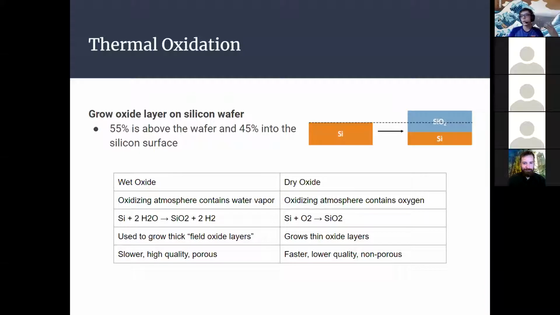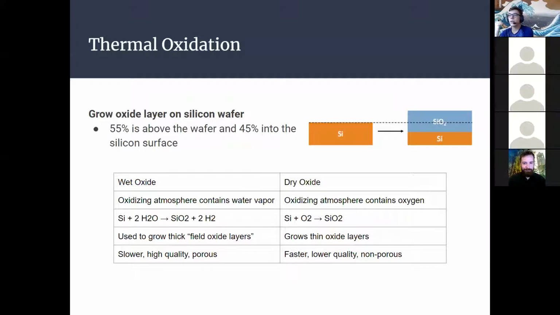And there are two types of ways to grow oxide. I mean, technically, there's three. You can do a deposition of sorts, but the two common ones are wet oxide and dry oxide. In wet oxide, the silicon actually reacts with water in the atmosphere. You vaporize water, and this water vapor is in the furnace, and so the silicon reacts with the water to generate hydrogen gas and silicon dioxide on the surface. That's usually used to grow thicker field oxide layers, but it's slower, it's high quality, and it's porous.